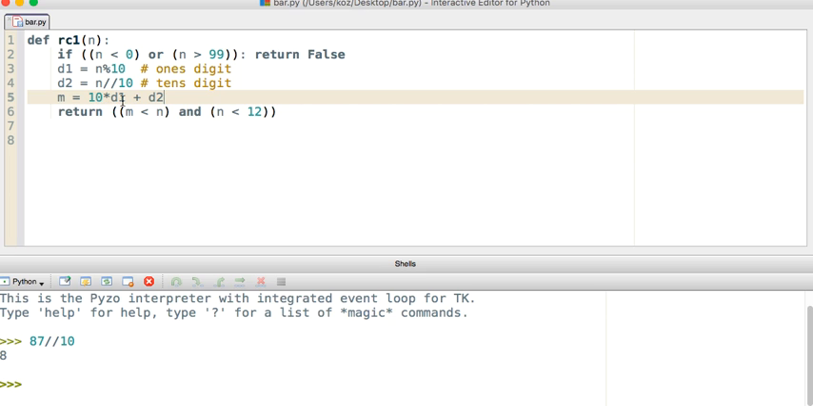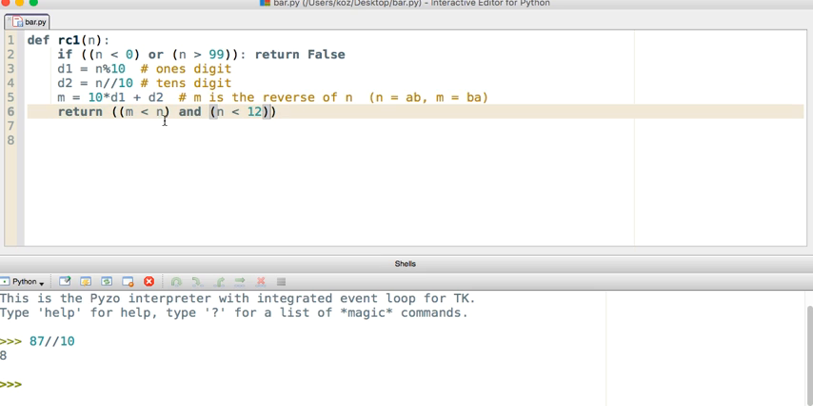Now m is 10 times d1 plus d2. So the ones digit of n becomes the tens digit of m, and the tens digit of n becomes the ones digit of m, which is to say m is the reverse of n. Or if n is like the digits ab, then m are the digits ba. It's just turning the digits around. That's what's happening here.